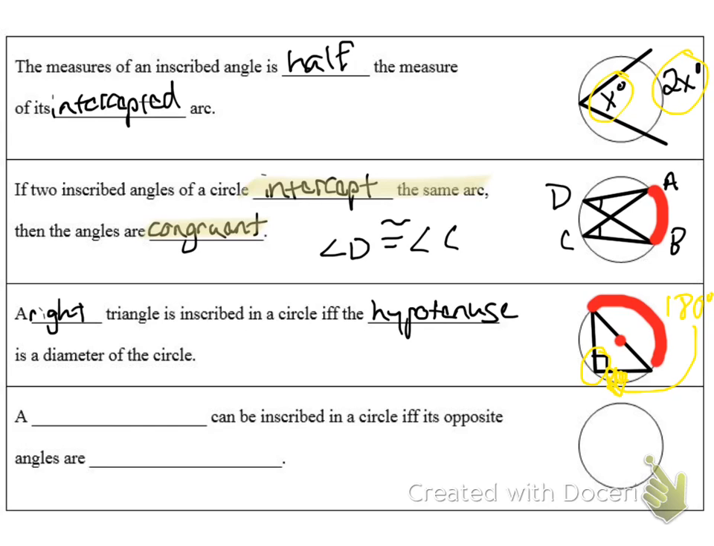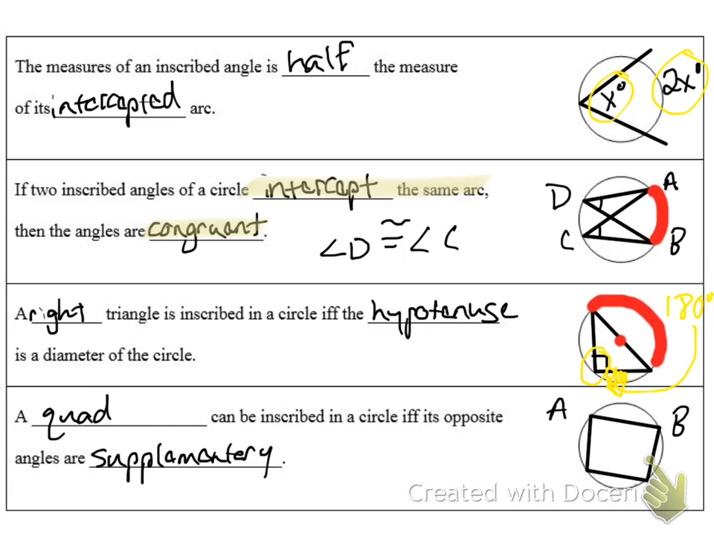And our last property here is a quadrilateral. A quadrilateral, and I might just say quad, can be inscribed in a circle if and only if its opposite angles are supplementary. So let's draw a quadrilateral quick, and we'll give it some points. There's our quad. We'll say A, B, C, and D.